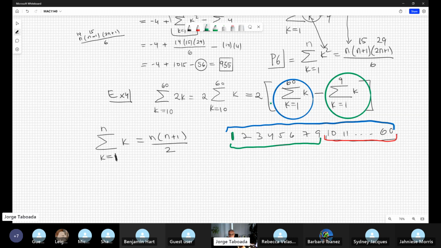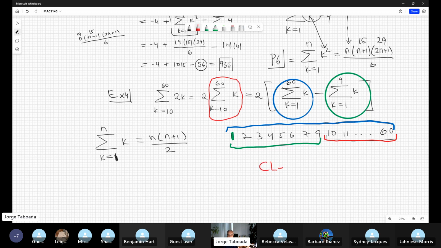So actually, the elementary initial beginning example is starting at one. But suppose you start at another number, not necessarily 10, 5, 4, 20. You need to be aware that my formulas have the property of starting at one. So why not split 10 to 60 into pieces? 1 to 60 gives the blue part, and 1 to 9 gives the green part. Because I need from 10 to 60, the red one, que es exactly, I need that.